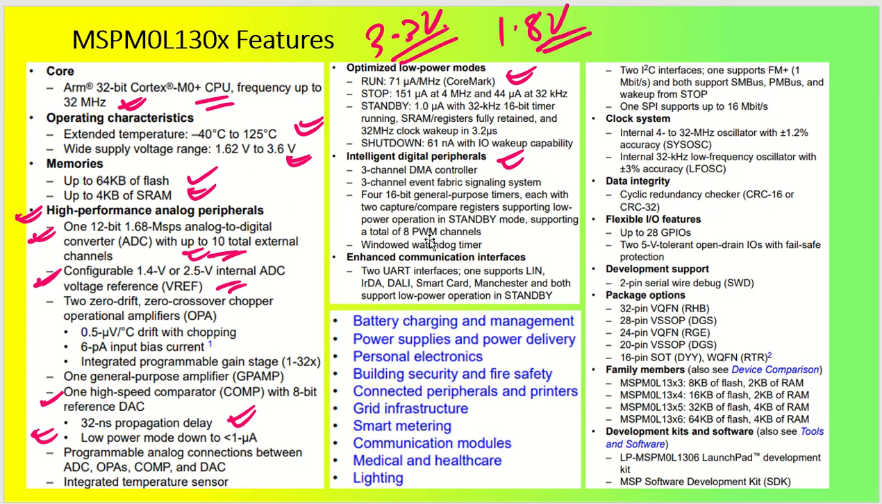So I suggest you, whenever you see a particular microcontroller, or you want to design something, you always try to go ahead with the features table which is coming on the first page itself, and then you will be able to understand the capability of this particular device. Okay. So it is having a 3-channel DMA controller. It is having a 3-channel event fabric and signaling system, and it has four 16-bit general purpose timers, each of them having capture and compare registers, supporting low power operation in standby mode.